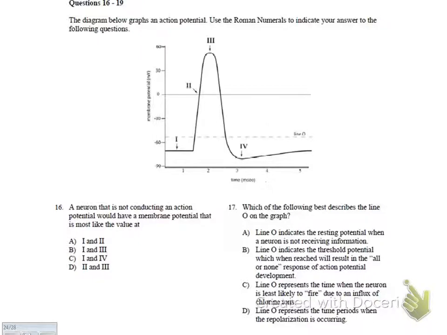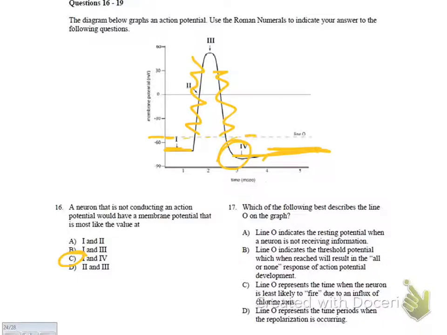Okay, 16 says a neuron that is not conducting an action potential would be here and here. So 1 and 5. Because remember, you do want to know this: this is depolarization, repolarization, hyperpolarization, and then resting potential.